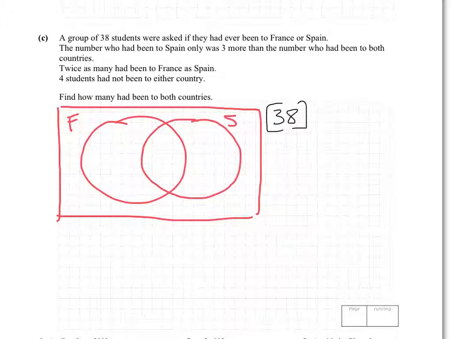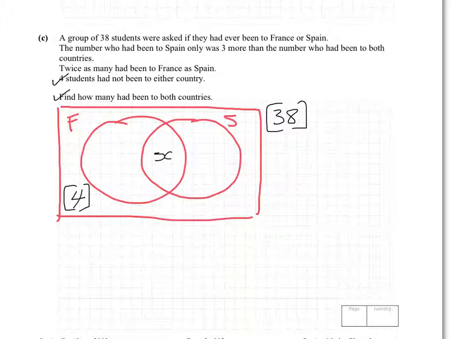Twice as many had been to France as Spain. 4 students had not been to either country. Find out how many people had been to both countries. So, as a statement, find out how many had been to both countries. This is the intersection, who had been to both France and Spain. So we might as well call that our value of x, our main unknown value. We're told that there are 4 people that had not visited either country, so we can put that outside of the union.